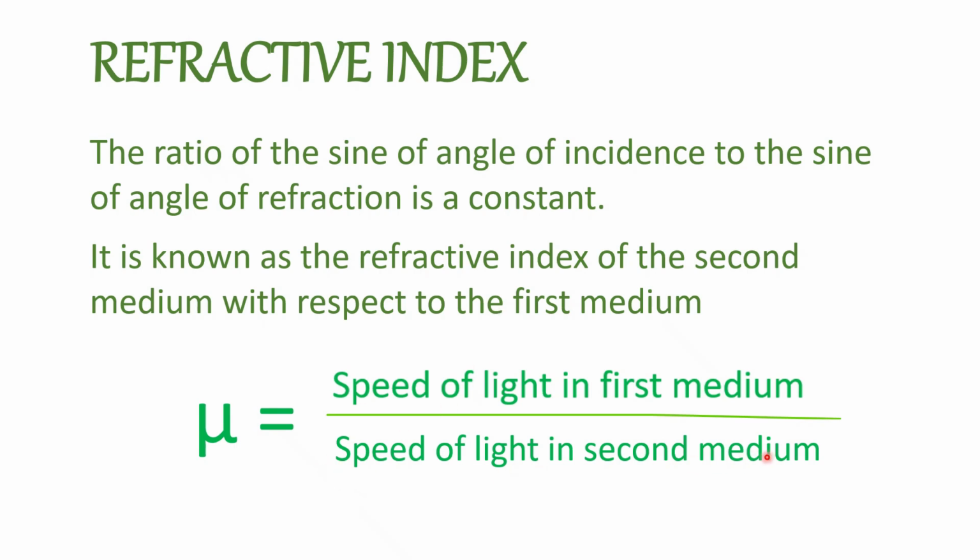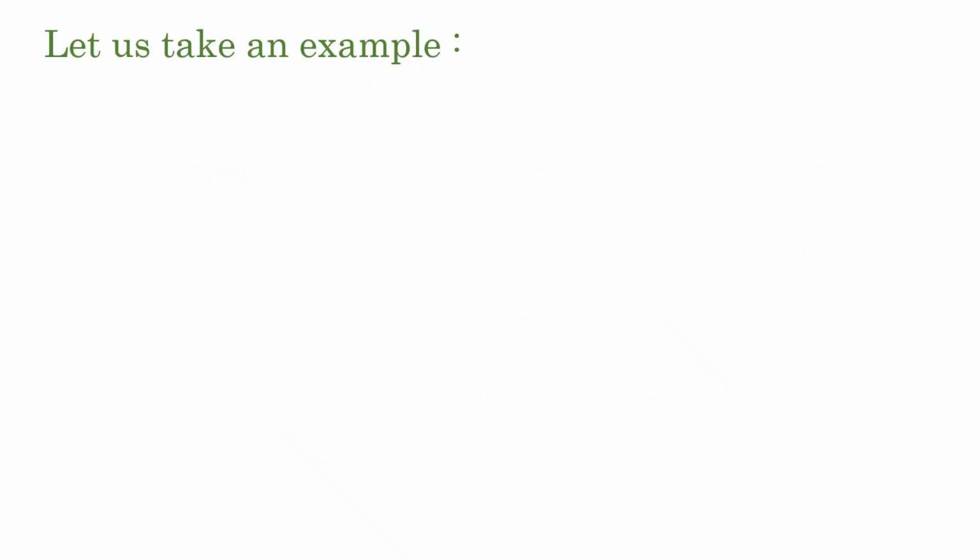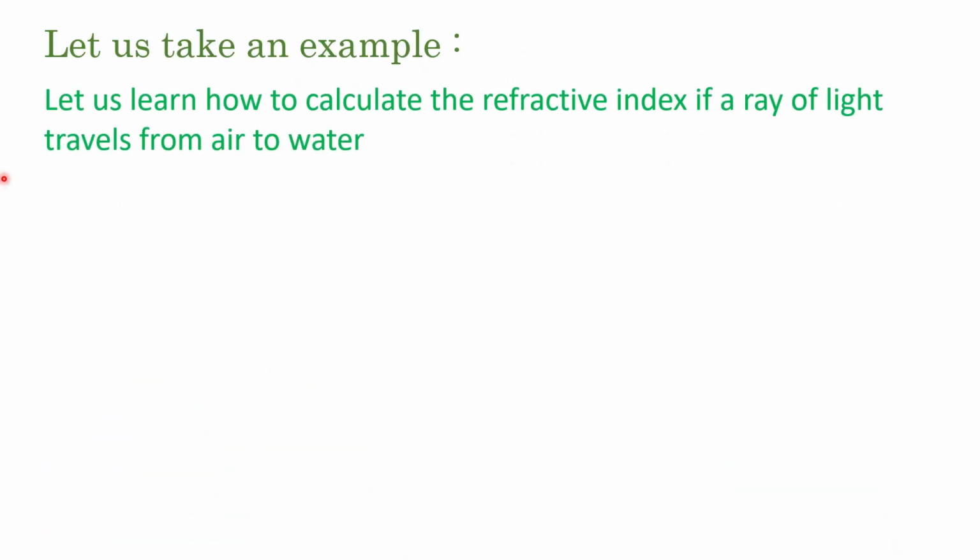So we put it down, the speed of light. This is very important. We should write the speed of light in the second medium, and on top we write the speed of light in the first medium. Now let me give you an example which will make this more clear.